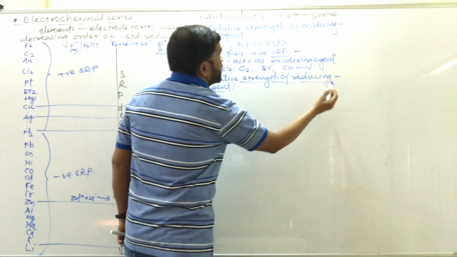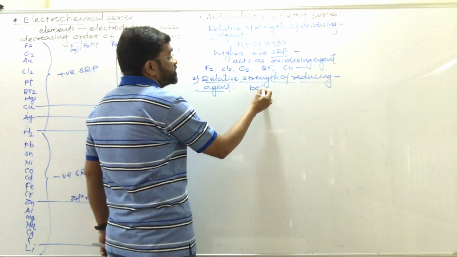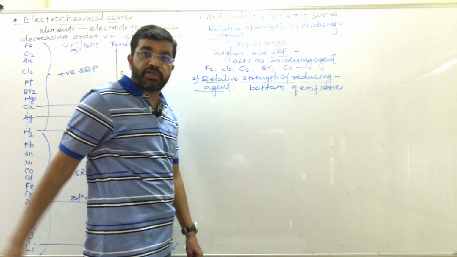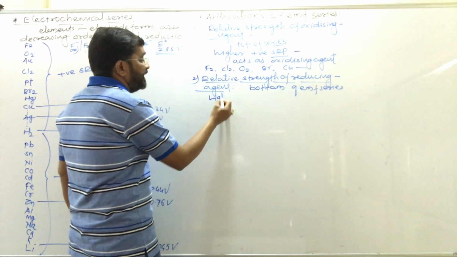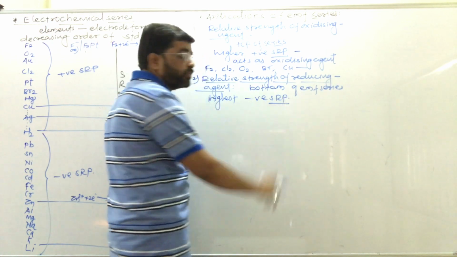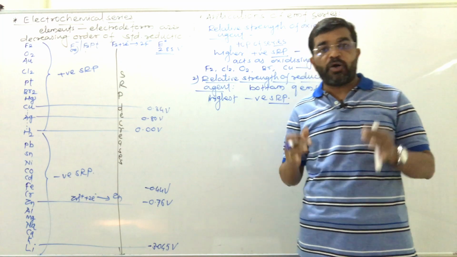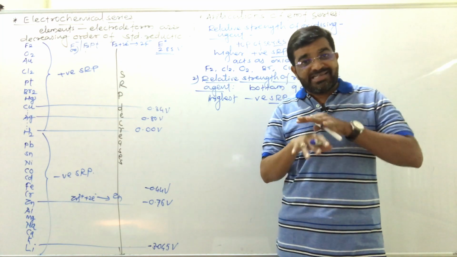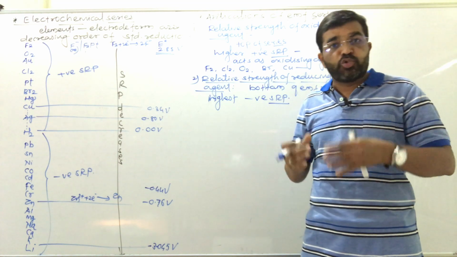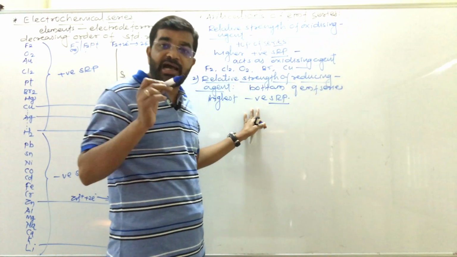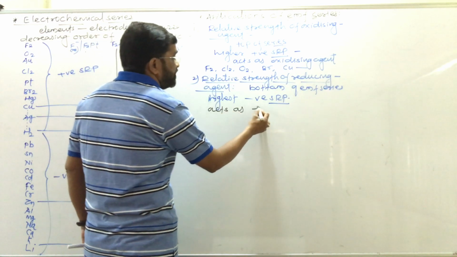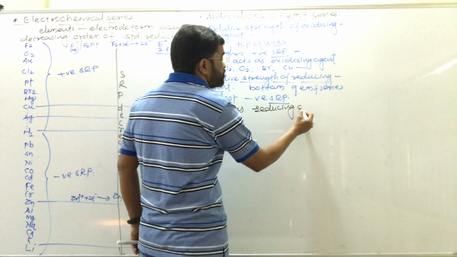So relative strength of reducing agent: elements which are placed at the bottom of the EMF series have the highest negative value of standard reduction potential. That means these elements do not have the capacity for reduction; they do not get reduced themselves, they reduce others. That is, they easily undergo oxidation, and therefore they act as strong reducing agents.